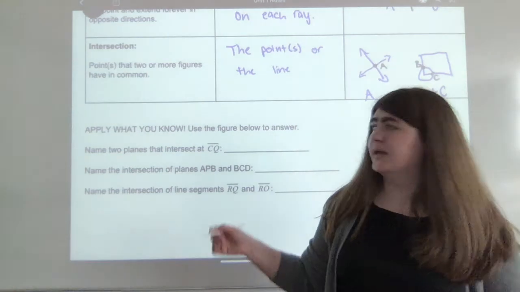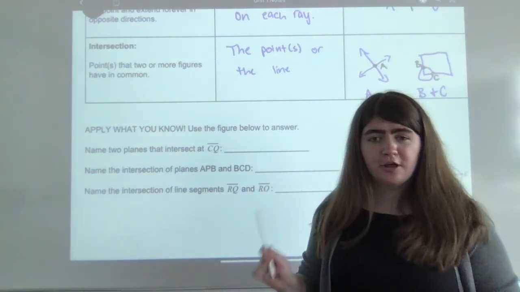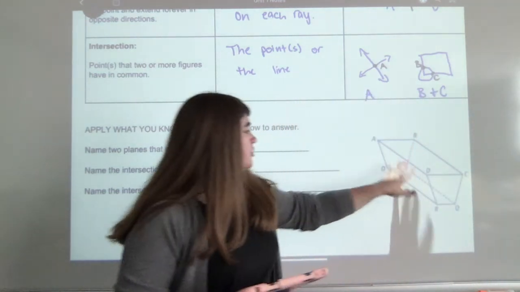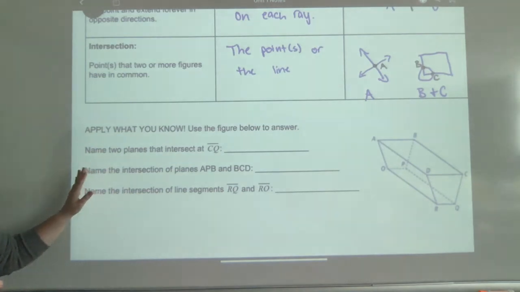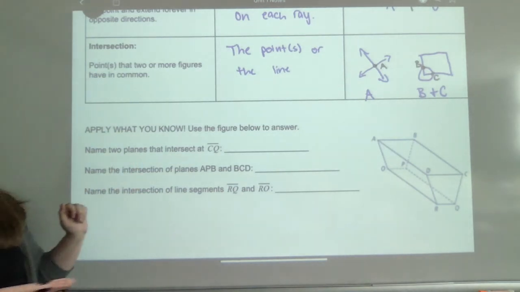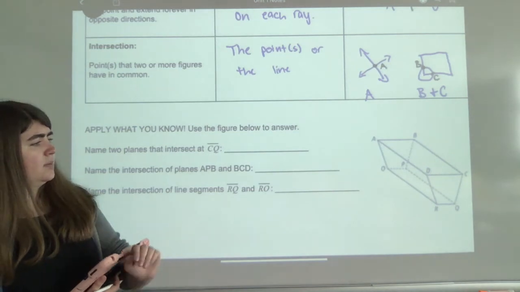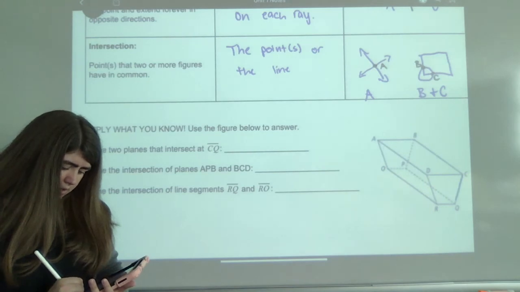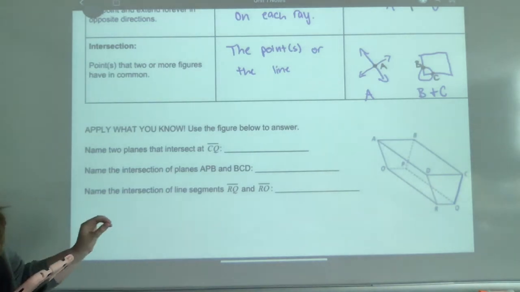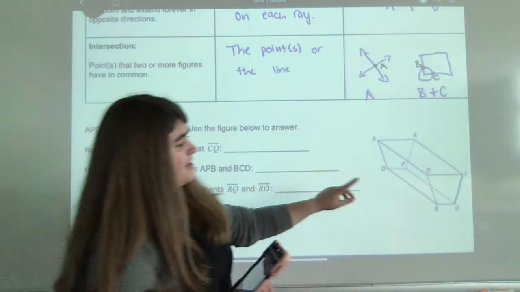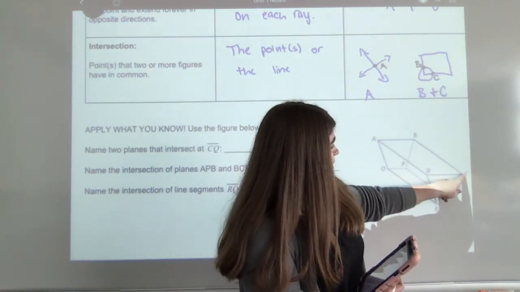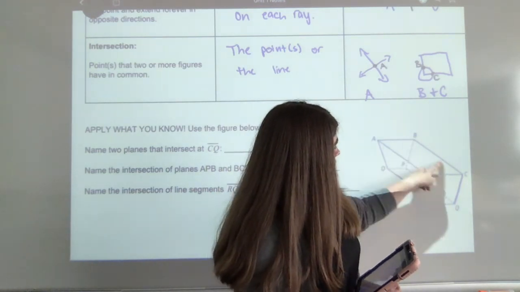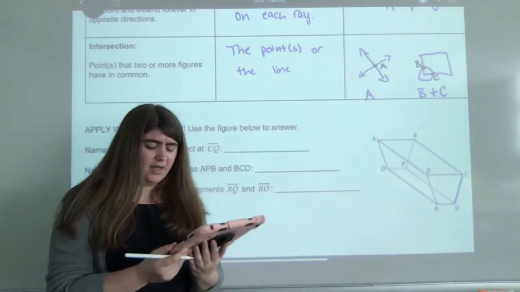Alright, now we're going to go ahead and apply the vocabulary words that we just learned in the second half of this lesson. So we're going to use this figure right here to answer these three questions. One, name two planes that intersect at segment CQ. As I'm looking at the image, I'm noticing that C is on the upper right corner and Q is right below that. So I'm looking for the two sides that share this edge of CQ. I'm noticing that the front uses that edge, and so does the back side. So I'm going to go ahead and outline those two sides here a second.